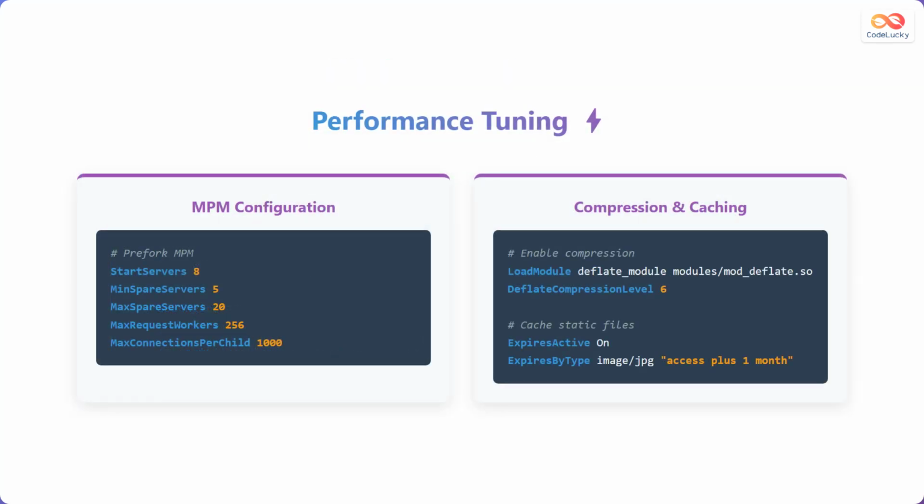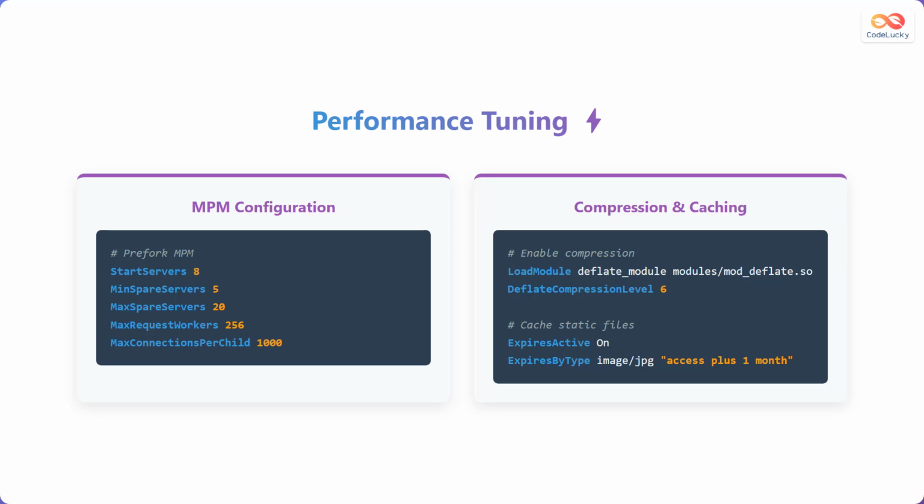Apache performance tuning involves optimizing multiprocessing module settings and enabling compression. The prefork MPM creates separate processes for each connection, suitable for non-thread-safe applications. StartServers defines how many server processes to create at startup. MinSpareServers and MaxSpareServers control the number of idle processes maintained. MaxRequestWorkers limits the total number of simultaneous requests Apache can handle. MaxConnectionsPerChild determines how many requests each process handles before being recycled, preventing memory leaks.